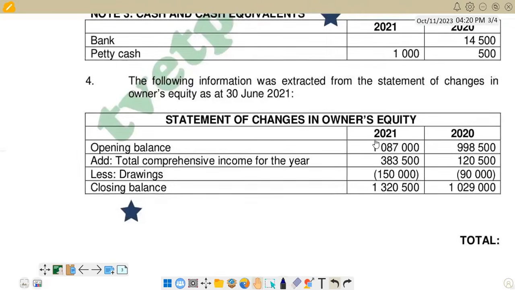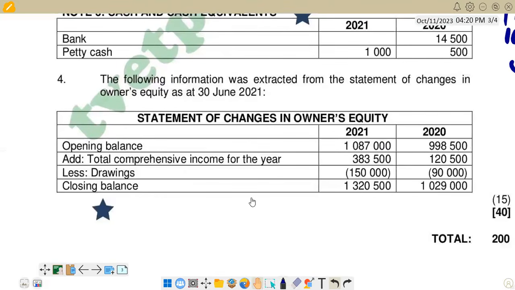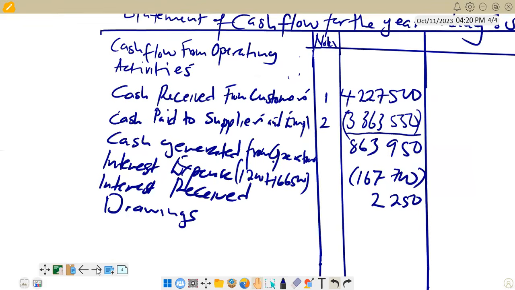Drawings. Remember the current year is 2021, so the drawings that we have for 2021 is 150,000. So this is the drawings that we are going to put there. For drawings, we have 150. And remember, when there are drawings, money is going outside the business, so this is shown as a negative figure.